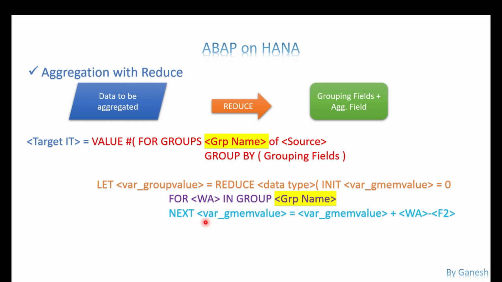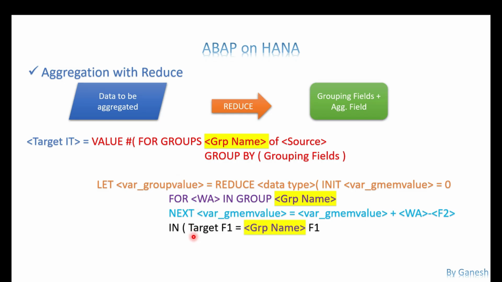Then what needs to be done? This needs to be added one by one. So I'm going to use this variable, group member value plus, the same variable plus which field from this work area needs to be added one by one. So that needs to be added over here. What happens? For example, the first group has 3 records. It will add all the 3 records, and finally the consolidated value of all the 3 records is going to be added in this variable.